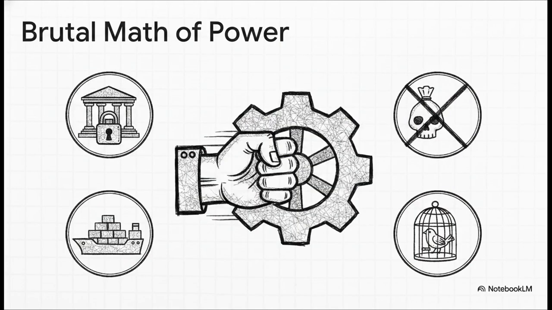We can call it the brutal math of power. These leaders employed a fiercely centralized approach. They nationalized banks to strictly control credit. They showed absolutely zero tolerance for corruption, sometimes with lethal consequences, and they forced massive corporations to meet really strict export targets or they'd just pull their funding.